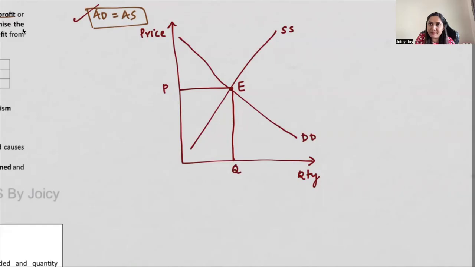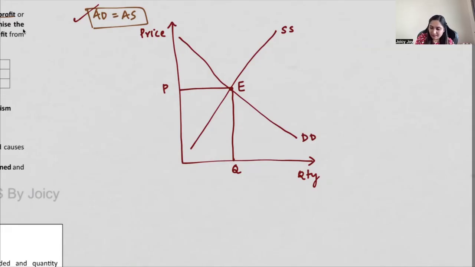Equilibrium price is named as P and equilibrium quantity is named as Q. Okay. Now, this is the graphical representation of market equilibrium. Simply draw a graph, plot the demand curve and the supply curve. The point where the demand curve and the supply curve meet is the point of equilibrium. That is the point where the aggregate demand would be equal to the aggregate supply. Okay, so this point is the equilibrium point.